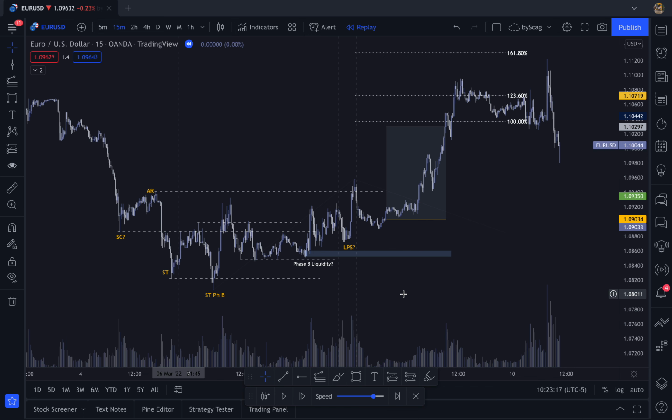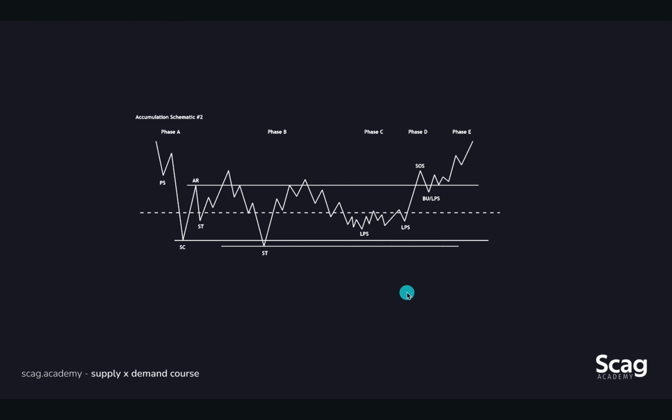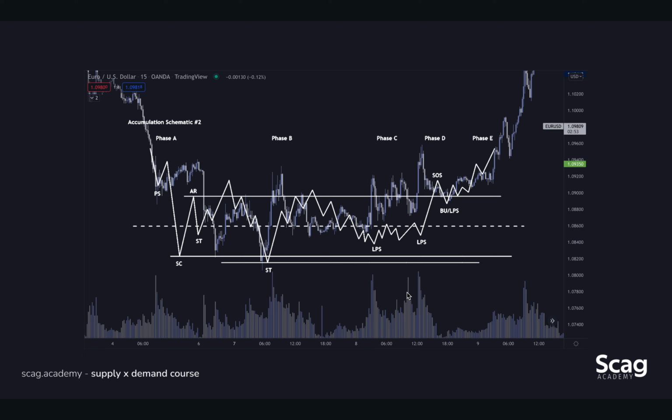So that is accumulation schematic number 2. I want to show you guys this overlaid on the schematic. We can see this here. This lines up more with the PS. Again, because of the volume profile, I would use this as the selling climax because this is the key characteristic of a selling climax. Then we have our AR, our ST in phase B.